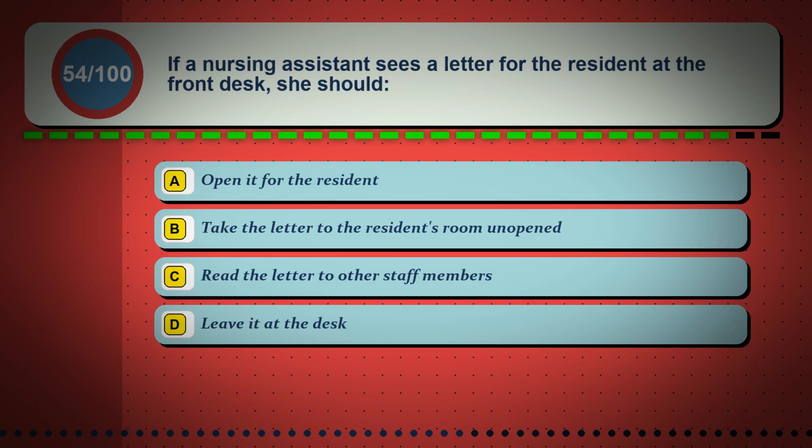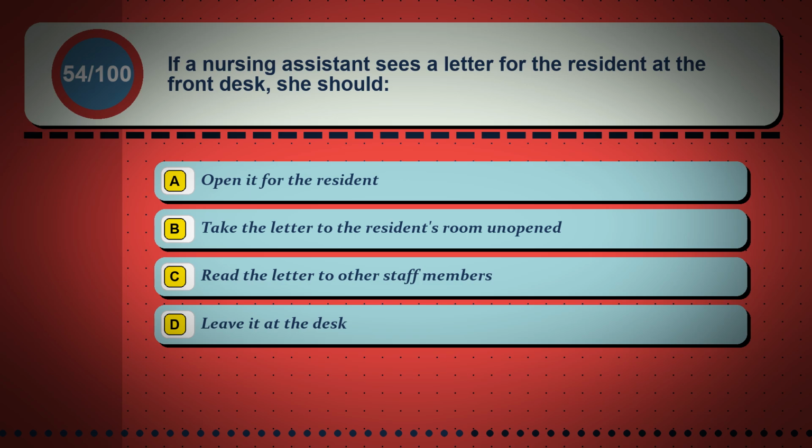Question 54. If a nursing assistant sees a letter for the resident at the front desk, she should Option A. Open it for the resident. Option B. Take the letter to the resident's room unopened. Option C. Read the letter to other staff members. Option D. Leave it at the desk.